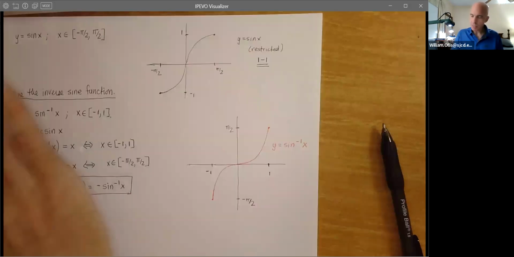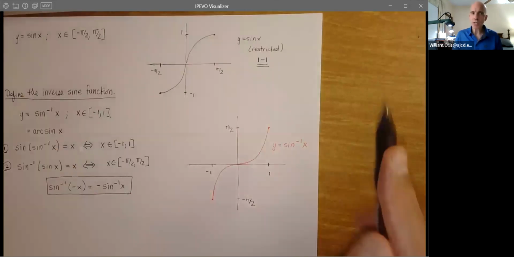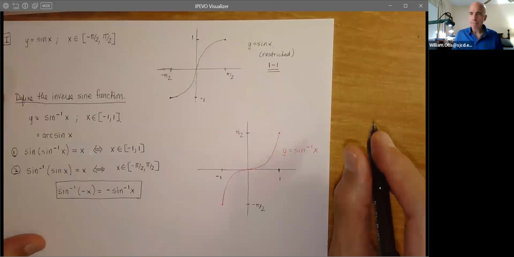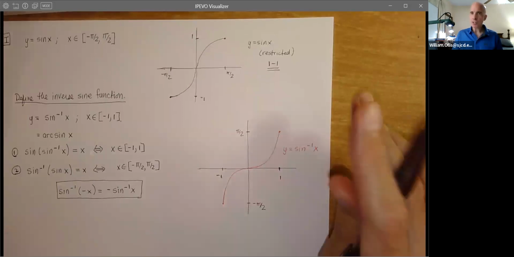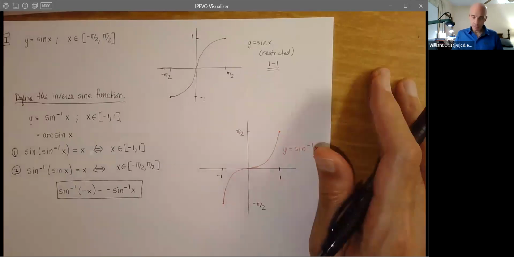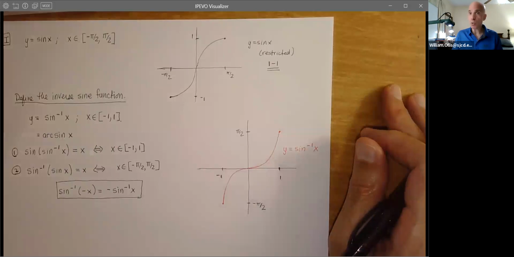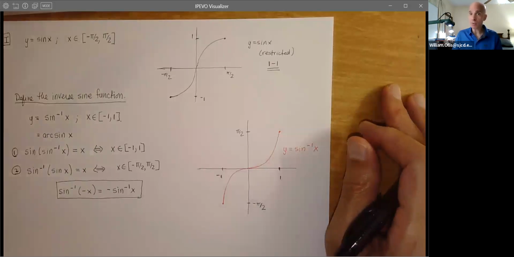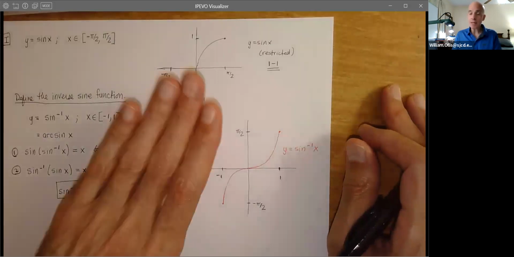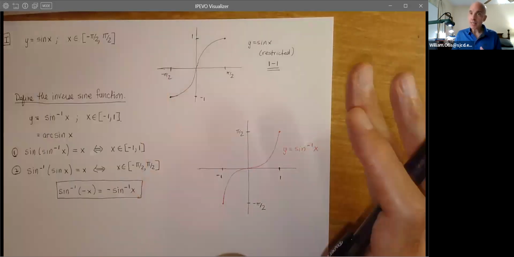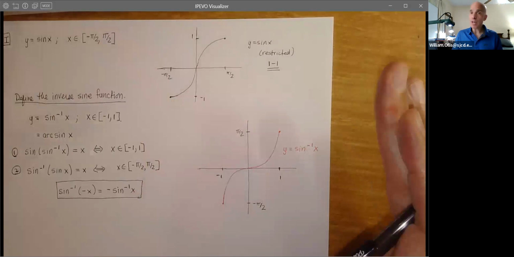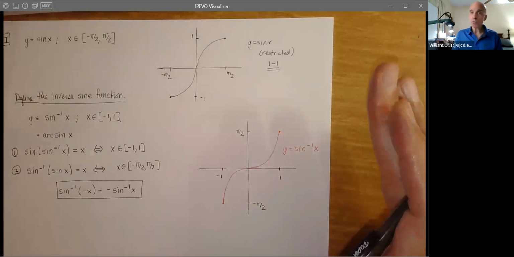So learn this. This is our introductory presentation of the inverse sine. And to be honest with you, it'll be sufficient to do calculus. You'll add more to it as you go along. You're going to learn the calculus of the inverse sine function. So this is a very correct, very introductory approach to the inverse sine function, and it will serve you well.